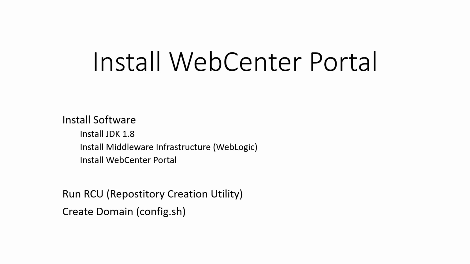So to install the software, there are three pieces of software that need to be installed. So we need to install the JDK. So here we are installing Oracle WebCenter Portal 12.2. So we need to install the JDK 1.8. So after installing the JDK, we install the WebLogic, which is the middleware infrastructure. So then after that, we install the WebCenter Portal.